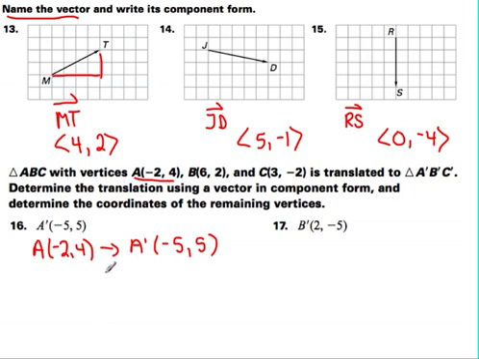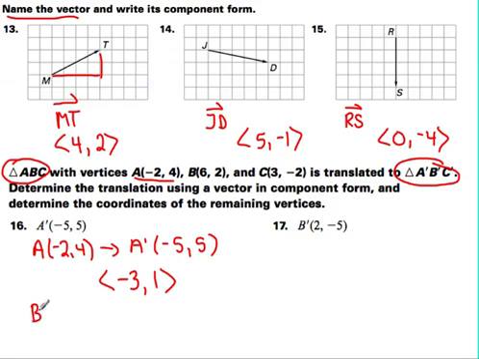So vector component form, how do I get from -2 to -5? I have to subtract 3 from the x's. How do I get from 4 to 5? Well, I have to add 1 to my y's. So that's the vector component form to talk about how we're making this movement, how we're making this translation from this triangle, the original triangle, to the image, so from the pre-image to the image.